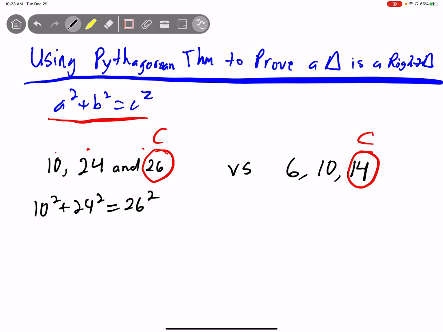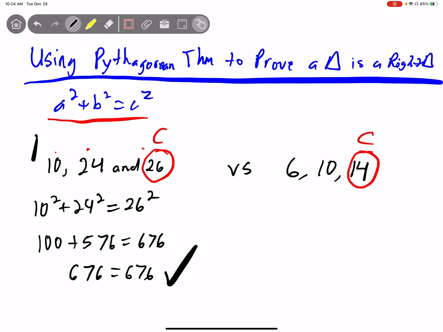So we've already done this example. 100 plus 576 equals 676. So this checks. This is indeed a right triangle.